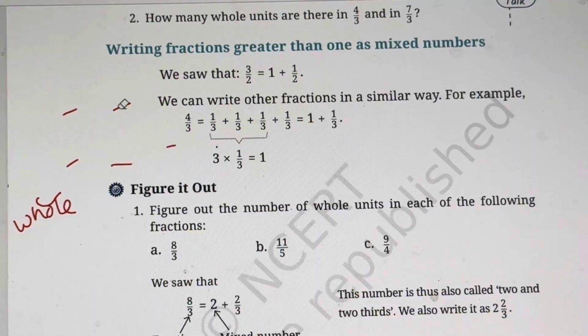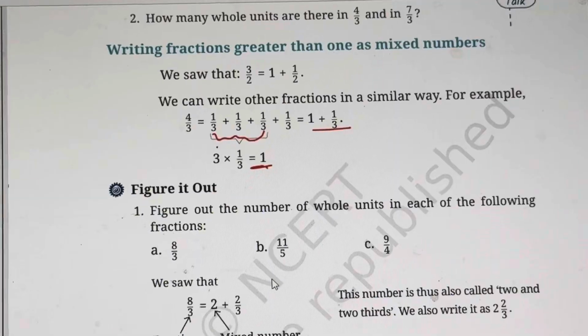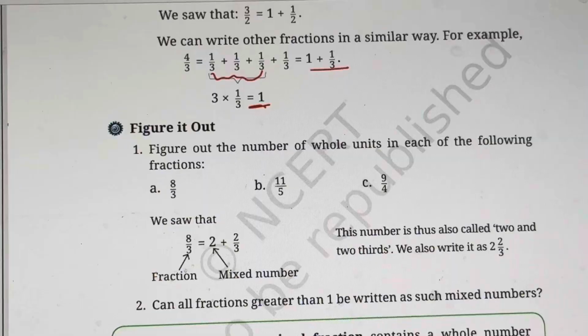We just saw that 3 upon 2 is written as 1 plus half. We can also write other fractions in a similar way. We saw the same example in the figure. 4 upon 3 means 4 times 1 upon 3, 1, 2, 3, 4. And 3 times 1 upon 3 becomes 1 whole. So this will become 1 plus 1 upon 3. Now we will try to answer the questions which are given over here.